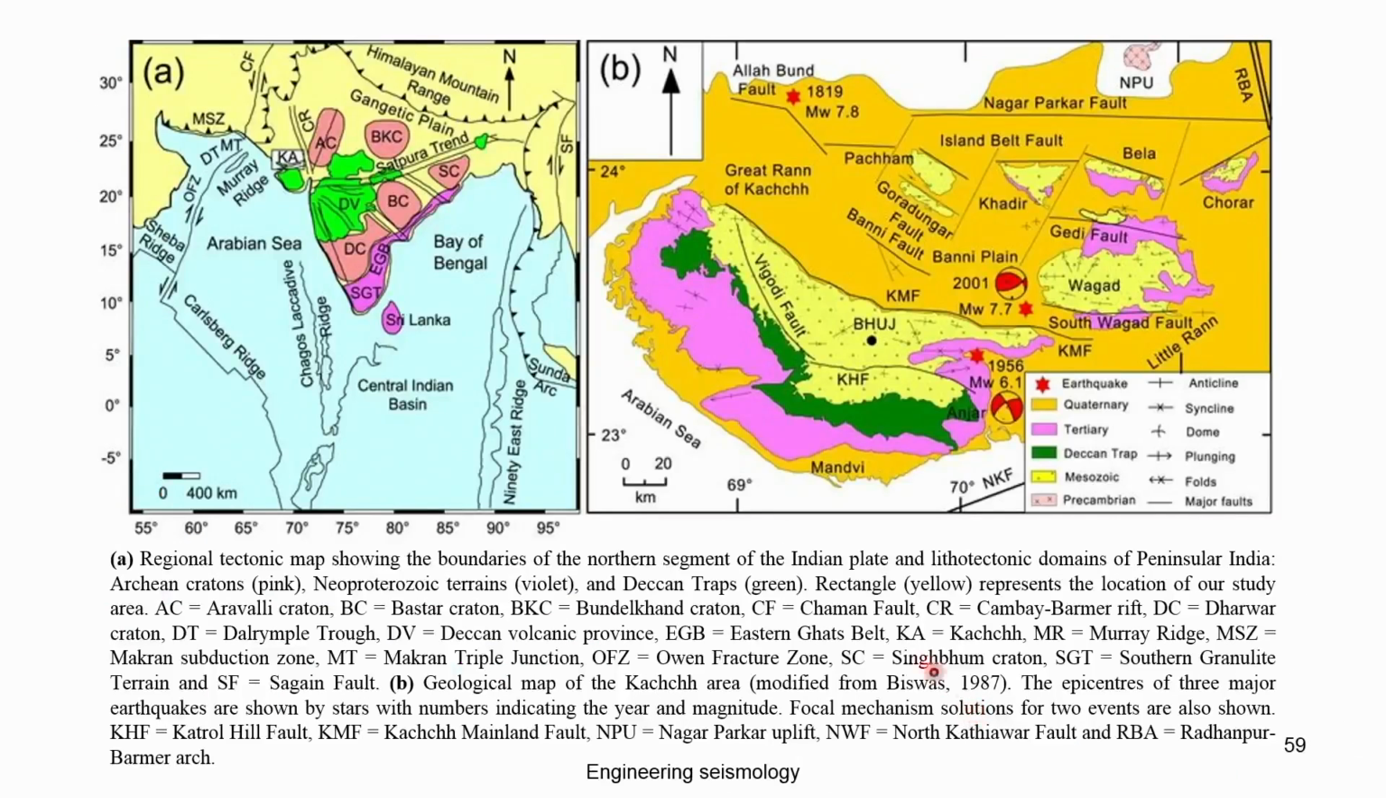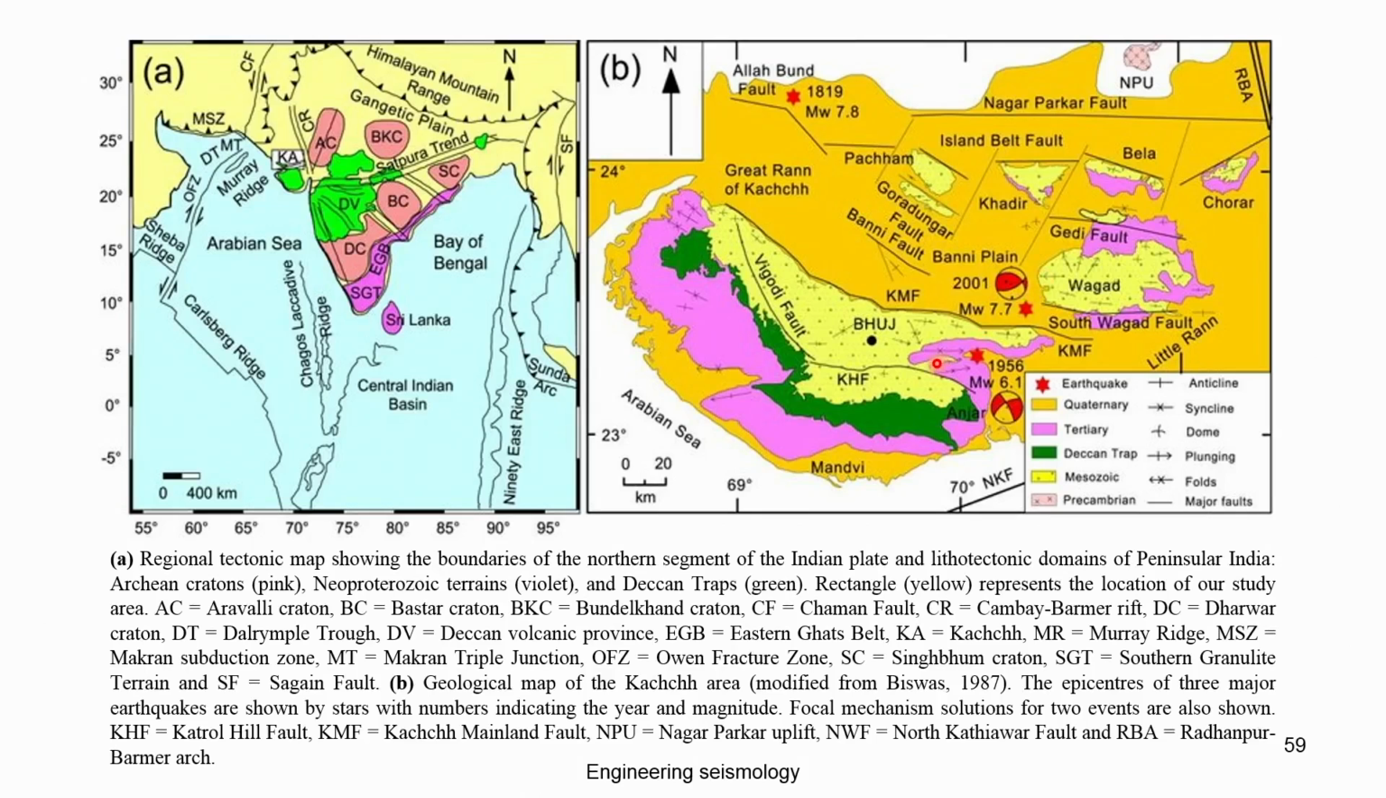Here is a similar kind of figure where DV is the Deccan volcanic province, the green one, DC is the Deccan craton, and BC is the Bastar craton. These are all geological names which indicate the different formations of geological material there. This is the complex geology we have seen in our Gujarat region, where you can see the different geological materials and their movement. This is the beach ball for the 2001 earthquake.